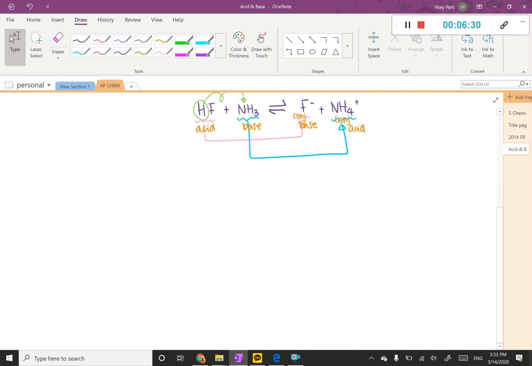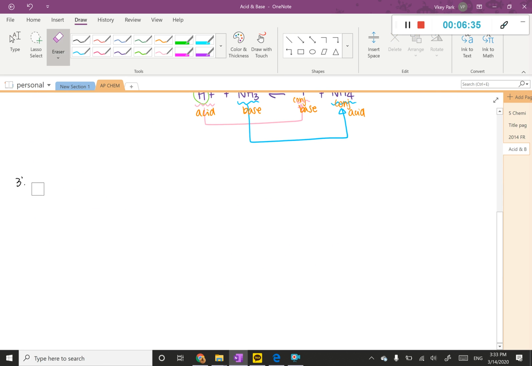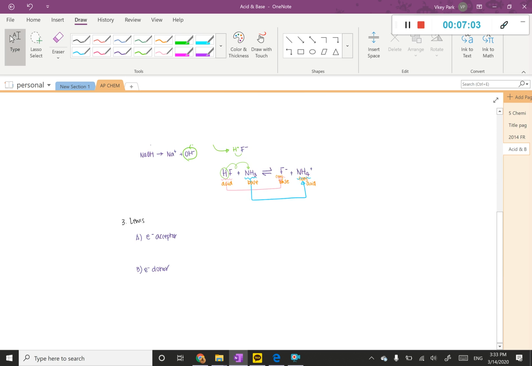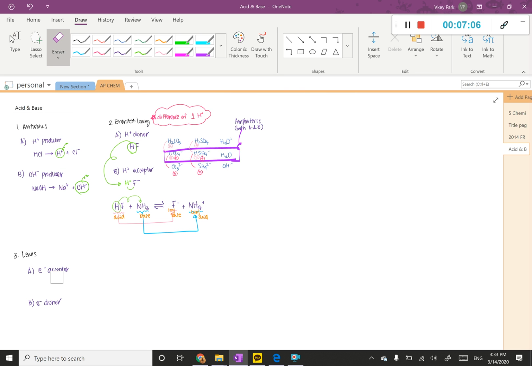All right, last one. Last one is Lewis acid and base. Its definition has to do with electrons. Remember Lewis dot structure? It has everything to do with electrons. So the acid is going to be an electron acceptor, and the base is going to be an electron donor. Now, if you forget which one's the acceptor and which one's the donor, look at it like this.